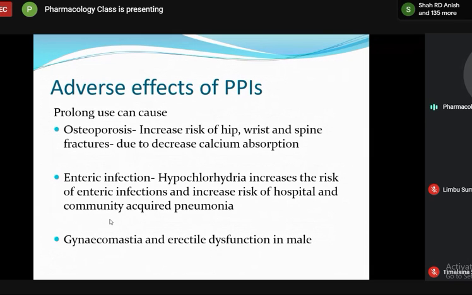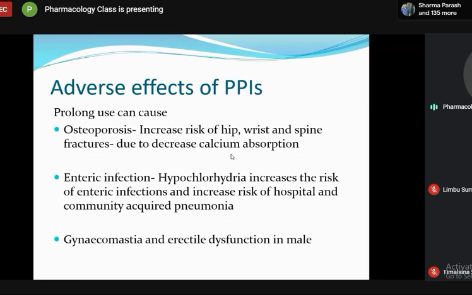On prolonged use, it can cause osteoporosis. That can lead to hip, wrist, and spine fractures, and this is because of the decrease in calcium absorption.